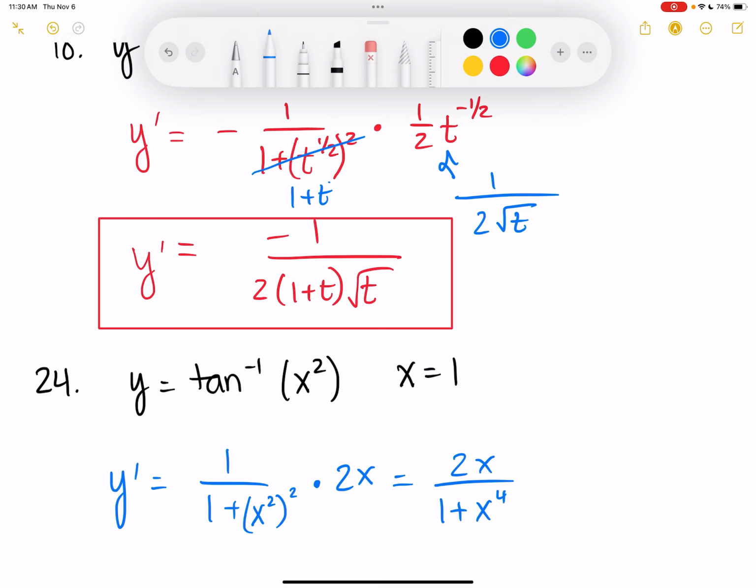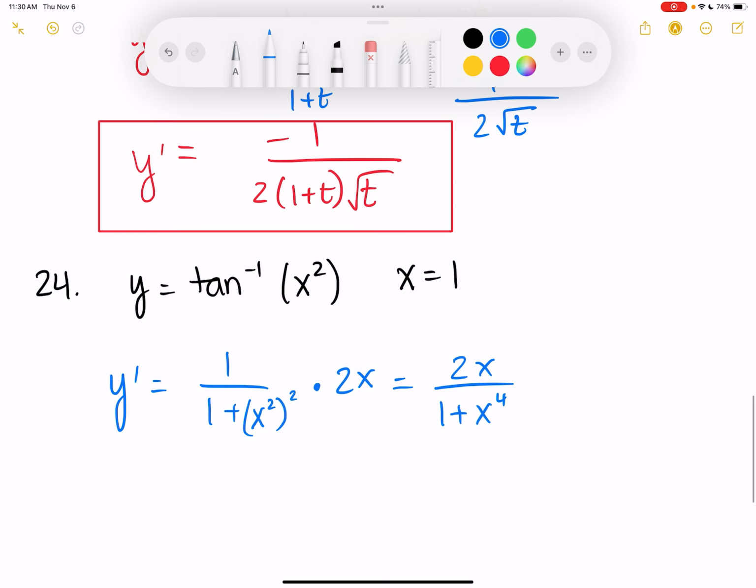A lot of times when I'm evaluating, depending on what it's actually asking me for, like if it says find the derivative and show what the derivative is and then evaluate it, I'll do this separately. But I'll do this at x equal to 1, which just says I'm evaluating it at that. So then I would have 2 times 1 over 1 plus 1 to the 4th, so that ends up just being 1, which is my slope.